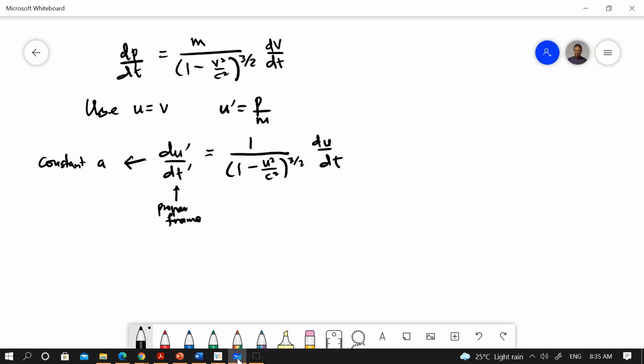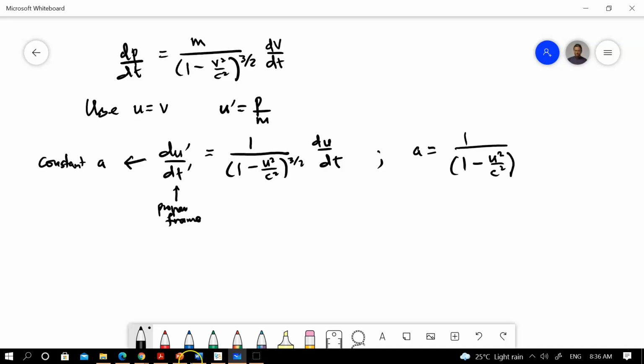In other words, what we will have, A equals 1, is it, there's some lag here, u squared on c squared to the power 3 over 2. Oh come on, sorry about this. Are you still seeing this? Black screen. Now it's back? Can you see it now? I'm having problems with my tablet. Let me see. Okay, should be back.